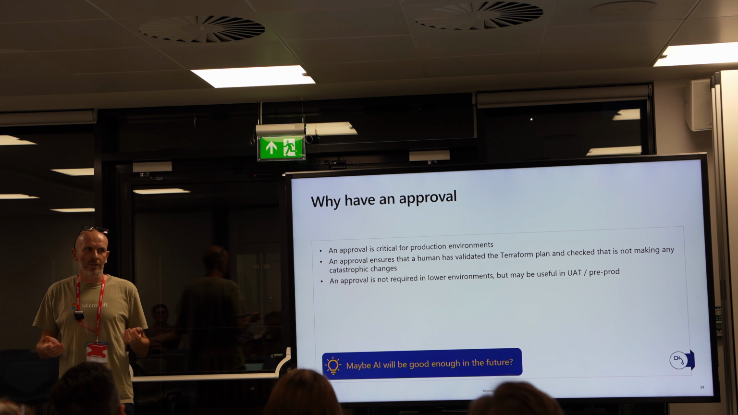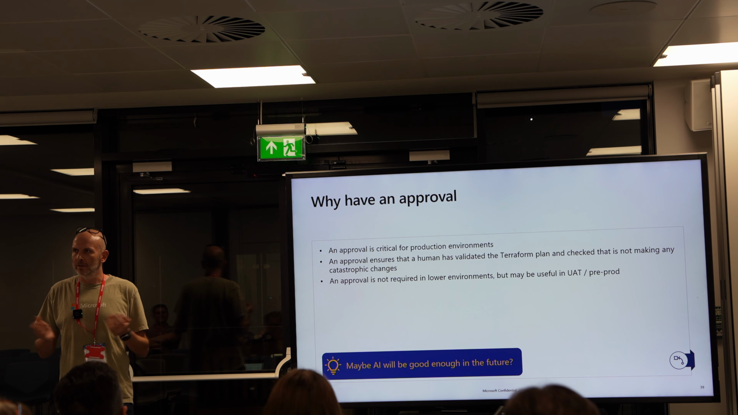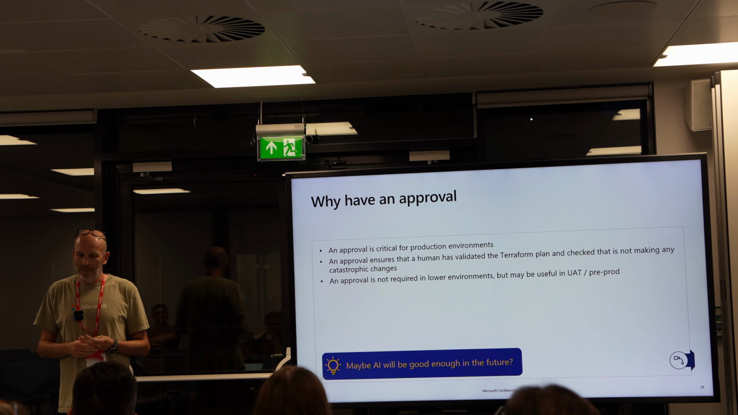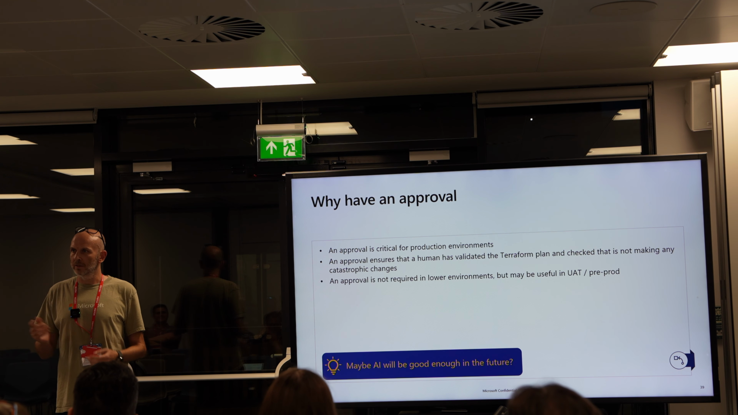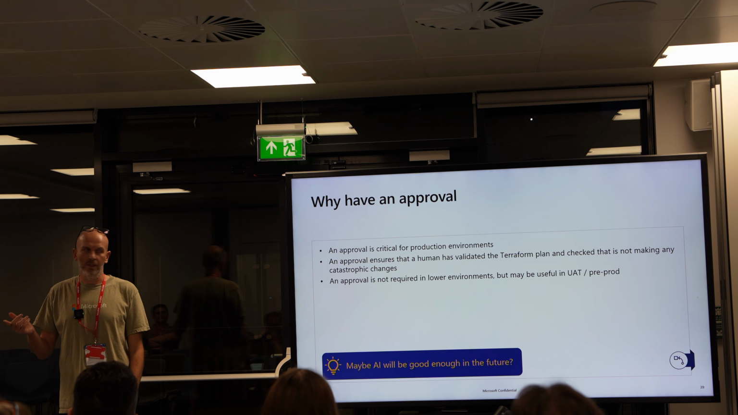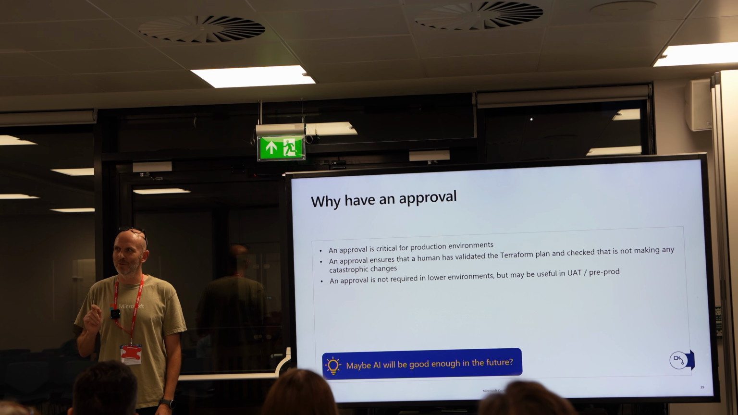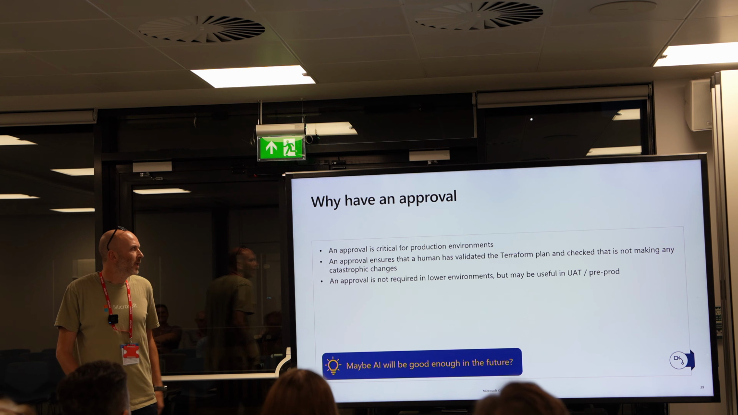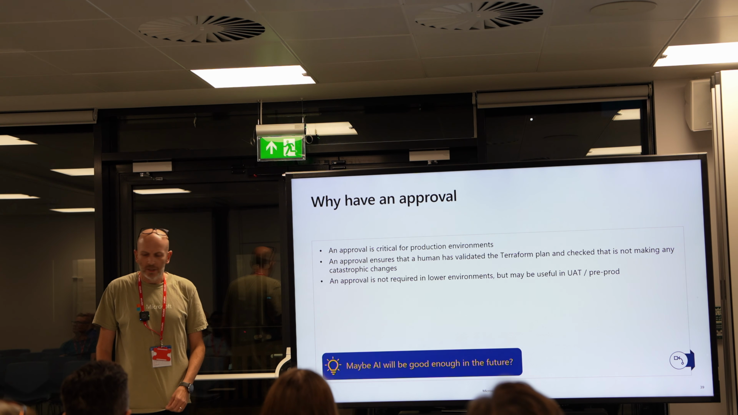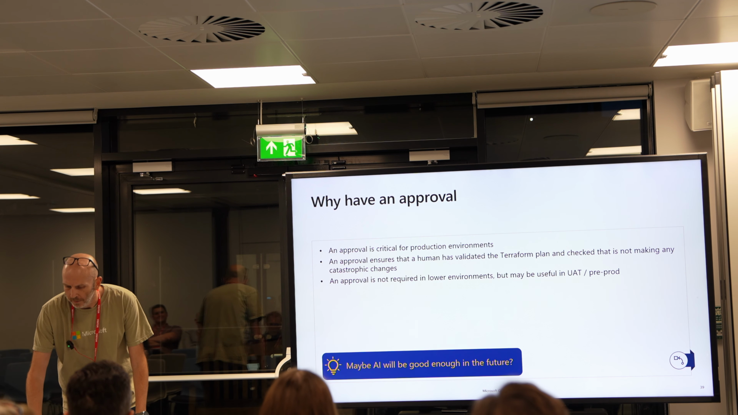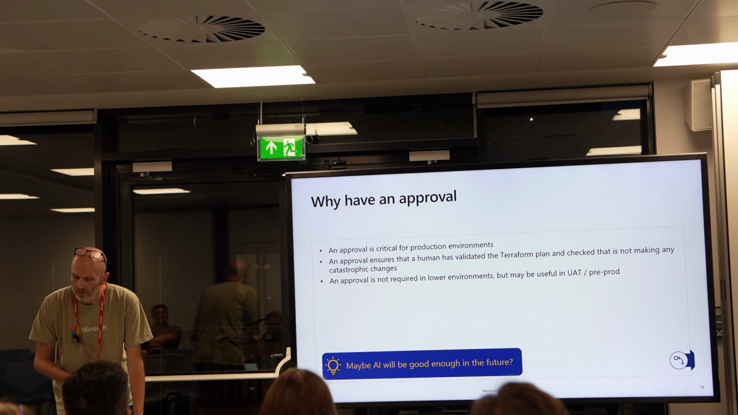As good as AI or some kind of analysis of the plan is, it's not going to be as good as somebody looking at it and giving it that belt and braces check before you destroy your whole production environment. You do want to have an approval. And there's different ways to do that depending on whether you're using Azure DevOps or GitHub, and there's different places you can do it as well.